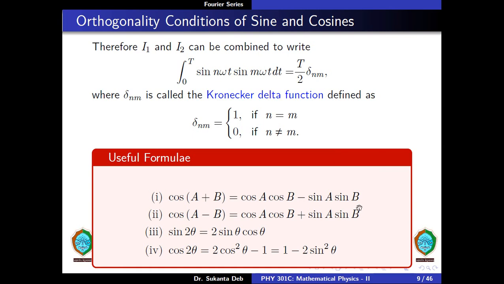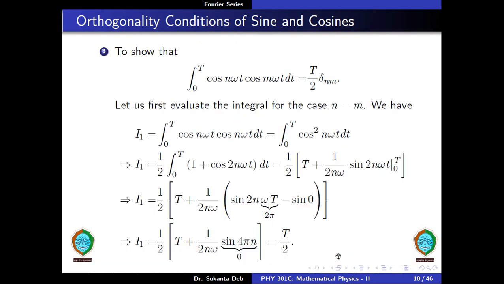Here are some useful formulas of trigonometry. The first one is cos of (a plus b), which is equal to cos a cos b minus sin a sin b. Similarly, cos of (a minus b) is equal to cos a cos b plus sin a sin b. Sin 2 theta is equal to 2 sin theta cos theta, and cos 2 theta is equal to 2 cos square theta minus 1. This is also equal to 1 minus 2 sin square theta.